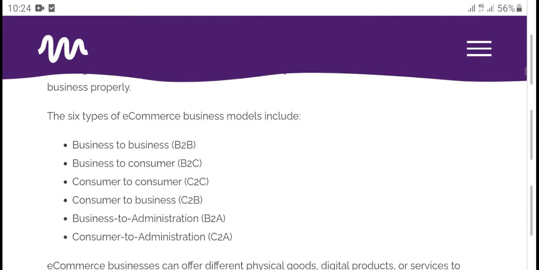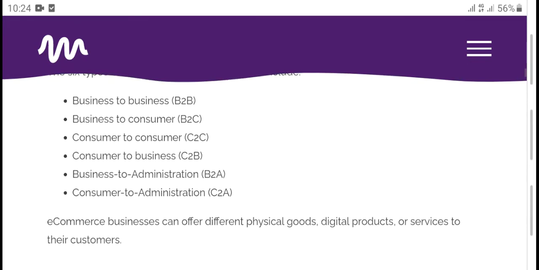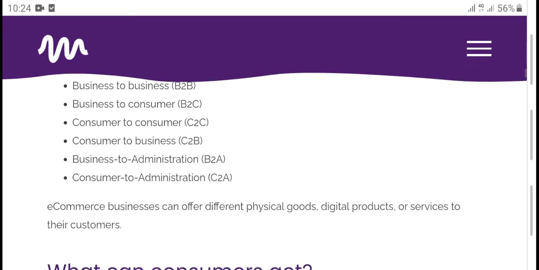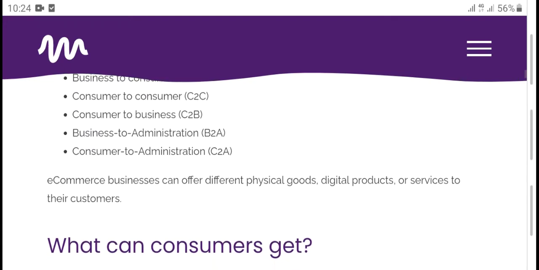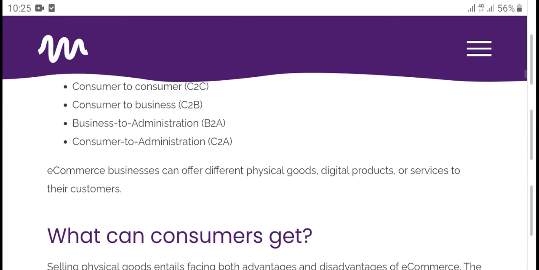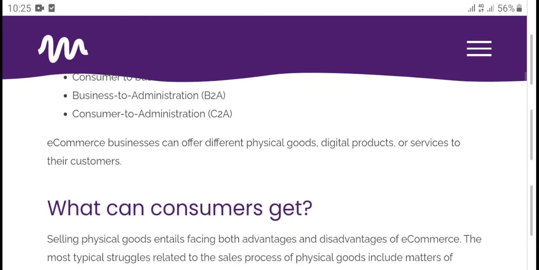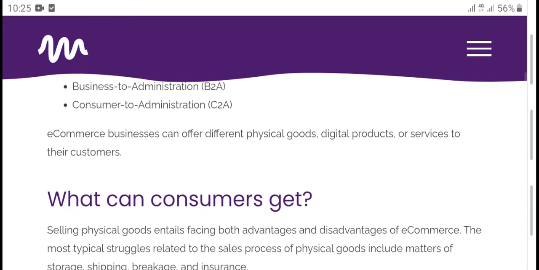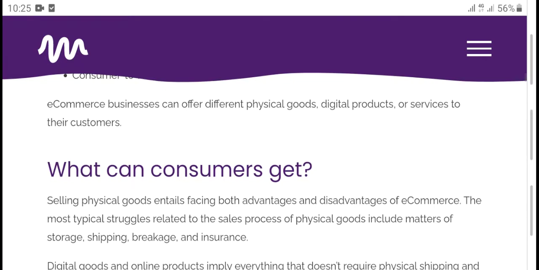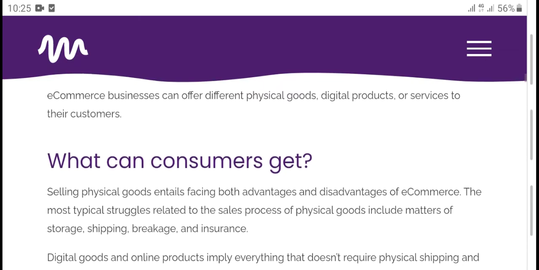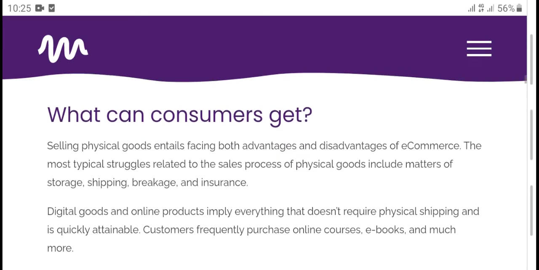The six types of e-commerce business models: business to business B2B, business to customer B2C, customer to customer C2C, customer to business C2B, business to administration B2A, customer to administration C2A. E-commerce businesses can define whether they offer physical goods, digital products or services to their customers. What is your customer getting?